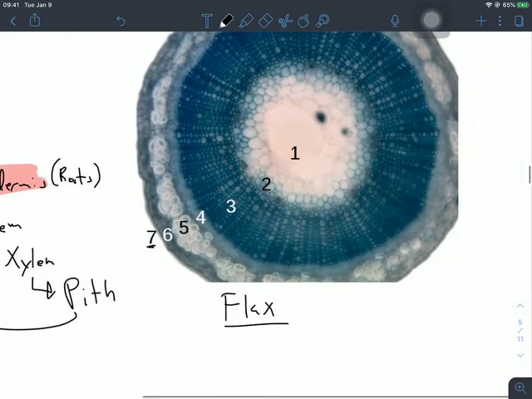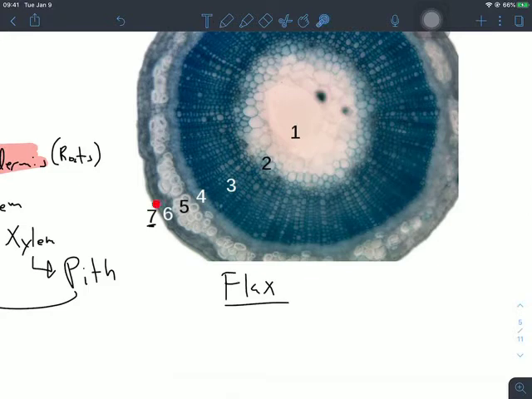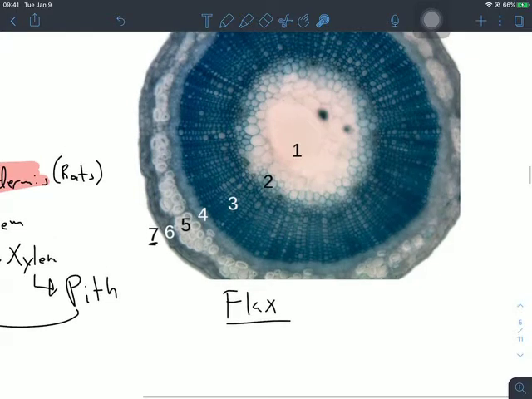Here in this flax stem cross section, number 7 is our epidermis. Number 6 is our cortex. Number 5 are sclerenchymal fibers. Look how thick those cell walls are. Number 4 is our teal-stained phloem. 3 is our transportive xylem, lots and lots of water transport tissue, a lot of vessel elements in flax. And then number 1 is our pith.